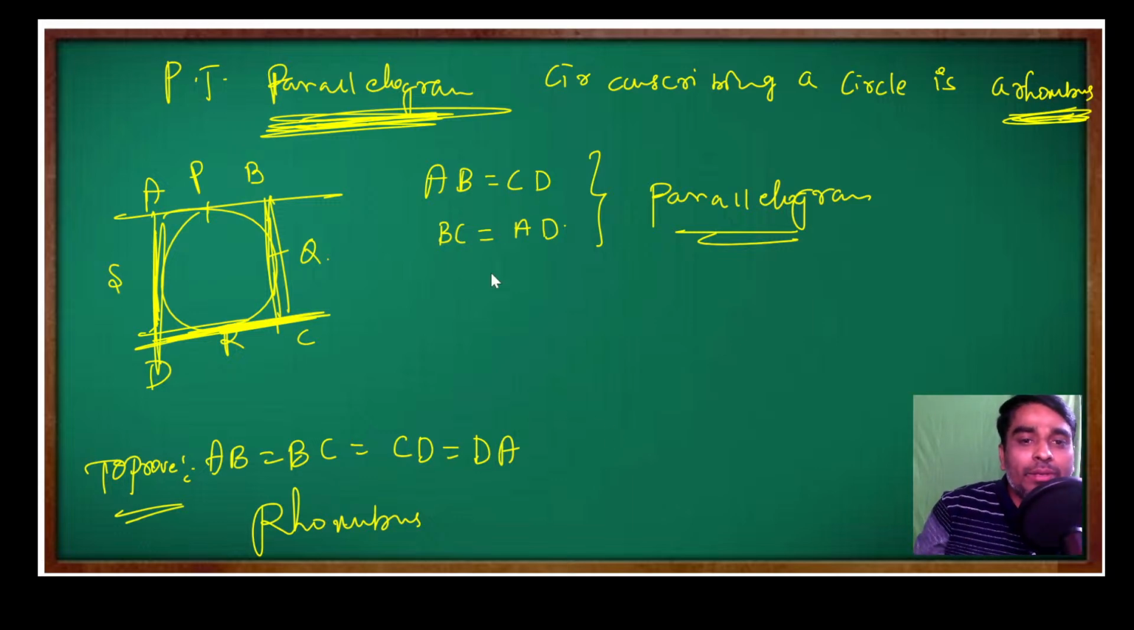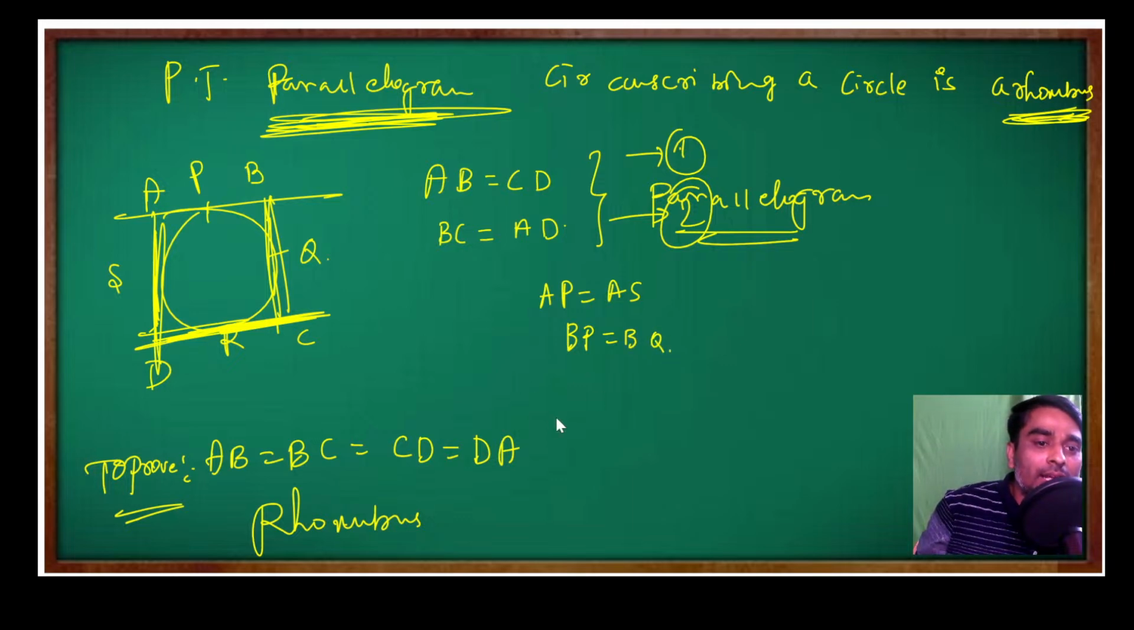Okay, I wrote here AB equal to CD, BC equal to AD. Why? Parallelogram, that's why. Opposite sides will be parallel and equal. Call these 1 and 2. Then equate all the tangents, same way. AP equal to AS, then BP equal to BQ, then CQ equal to CR, then DR equal to DS. That's it. And add all this again, same way it works.